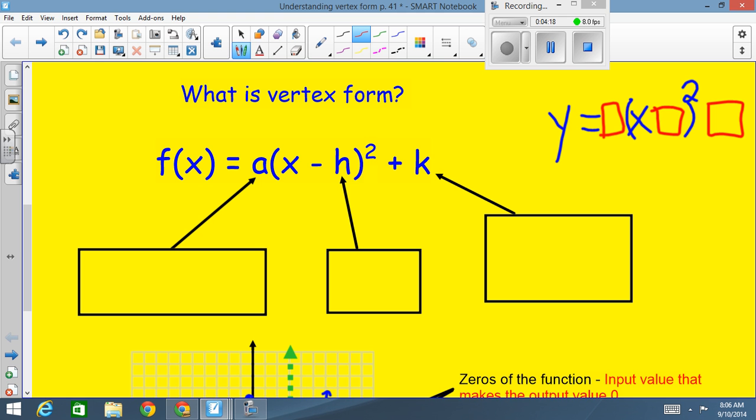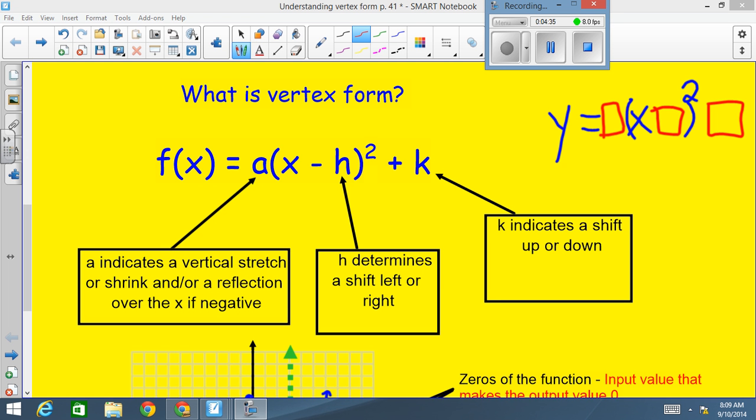Sometimes we will have things that are outside, in front, or after, and those are our shifts, left, right, up, down, or our stretches or compressions. Okay? I'm going to pause this for a second and type in the appropriate things in the box.